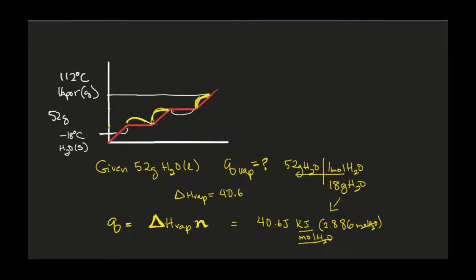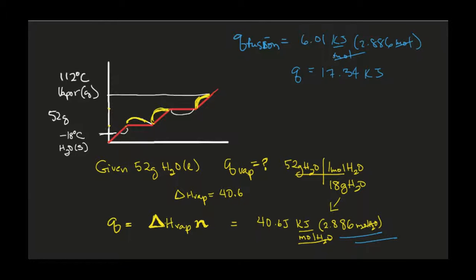So at this point, we just multiply that times the moles. So how many moles do you remember? It was 2.886. Good. So 6.01 kilojoules per mole times the 2.886 moles from earlier that we calculated here gives you 17.34. Okay, and this had again 2 sig figs, I believe, right? So let's just say 17 kilojoules.